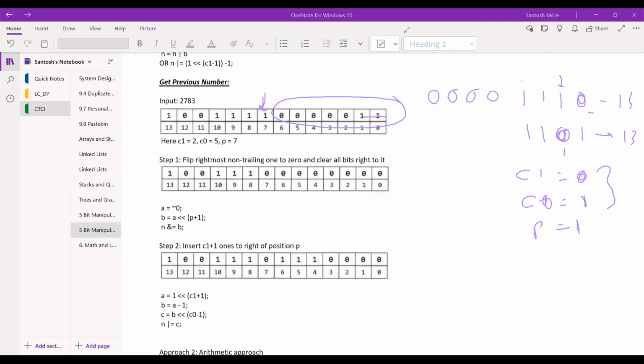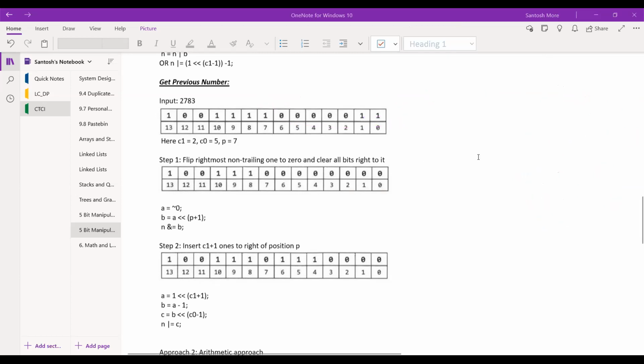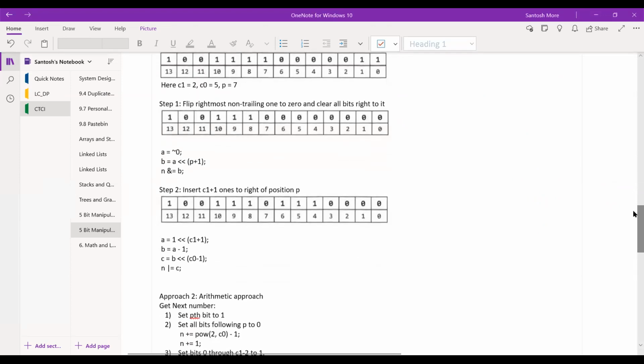Yes, it's slightly confusing. The way they have used their mask is also good, but it is very specific to the way they are using it. So now they have another way to do it, which is an arithmetic approach.